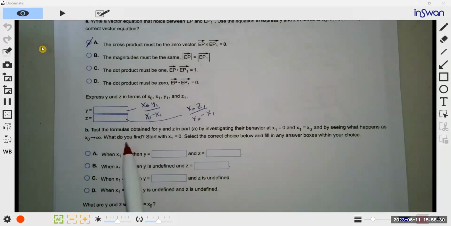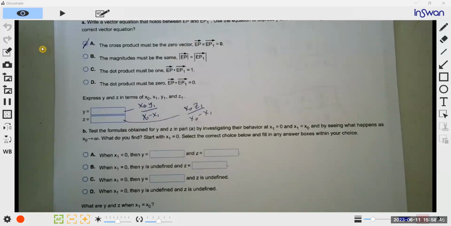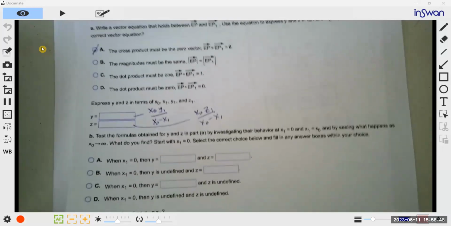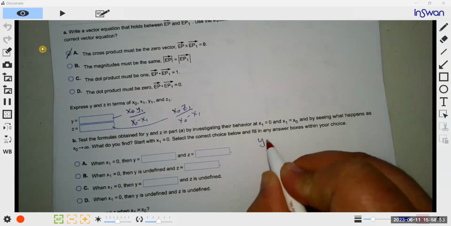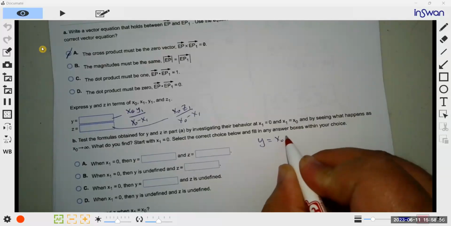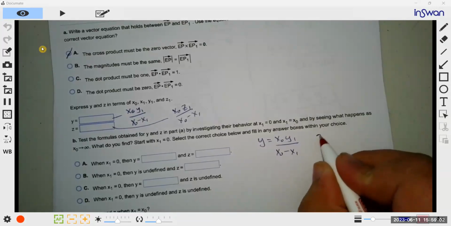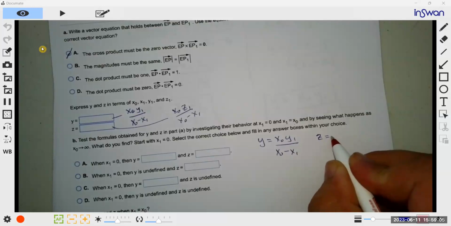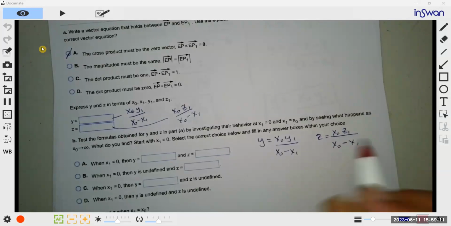Now the last one. Test the formulas obtained by investigating their behavior at x1 equals 0 and by seeing what happens as x0 goes to infinity. What do you find? Start with x1 equals 0. So we have y equal to x0 y1 over (x0 minus x1), and z equal to x0 z1 over (x0 minus x1).